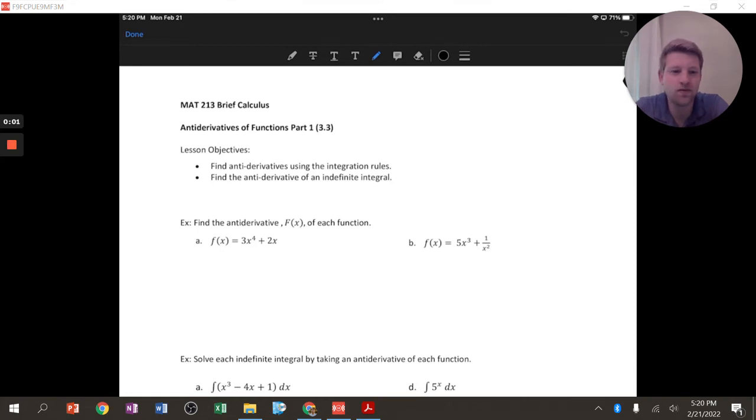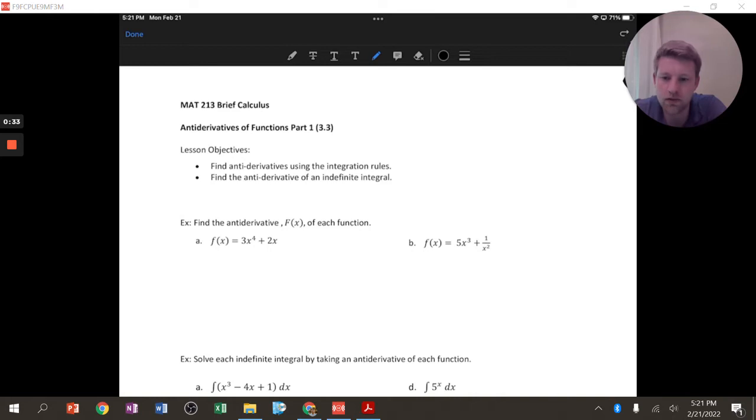Welcome. In this lesson, we'll take a look at section 3.3 with antiderivatives of functions. And we're going to be using some rules, mainly the power rule for antiderivatives in this lesson. So two objectives for this video are going to be finding antiderivatives using integration rules, and then finding the antiderivative of an indefinite integral.